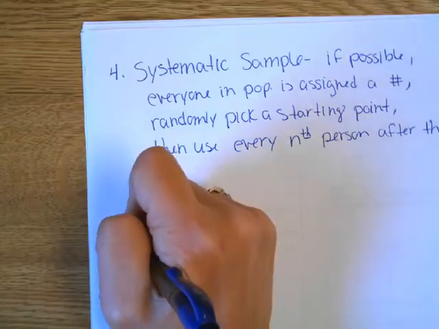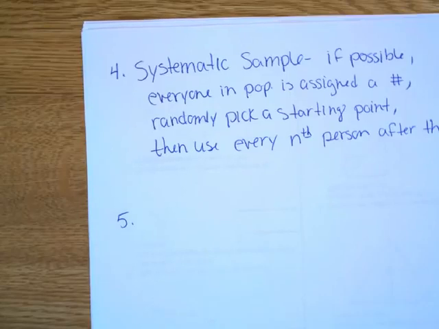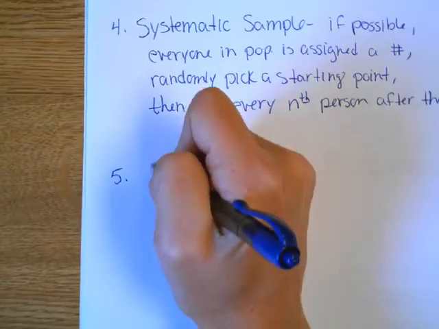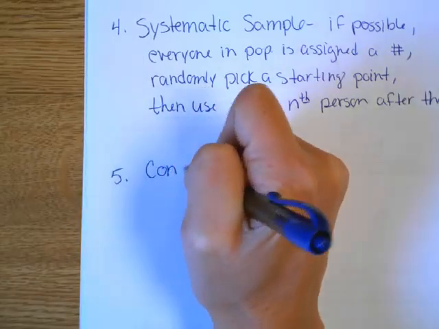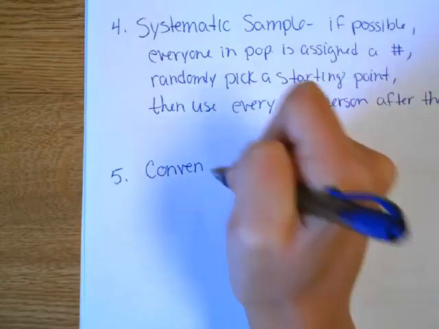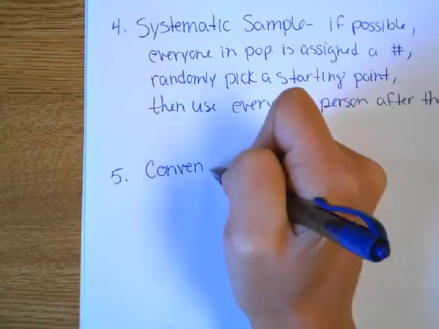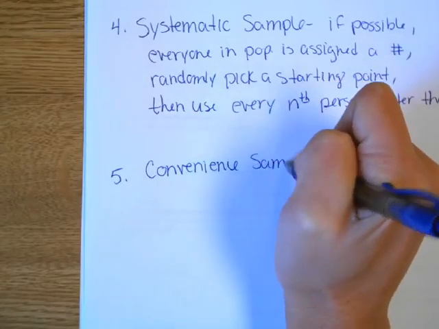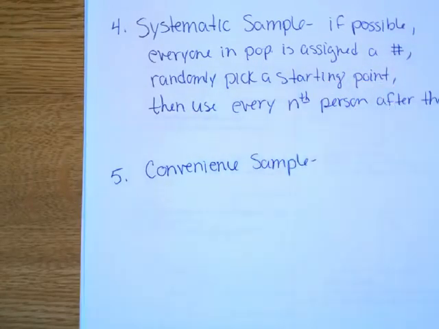And then our last one is very, very bad, and I'm sure it's what most of you used. It's called a convenience sample. Why is it bad? A convenience sample is just using anybody ready and willing and able to take your survey.